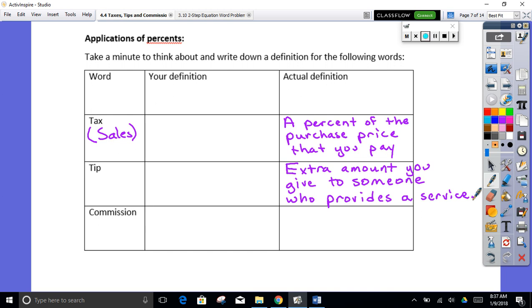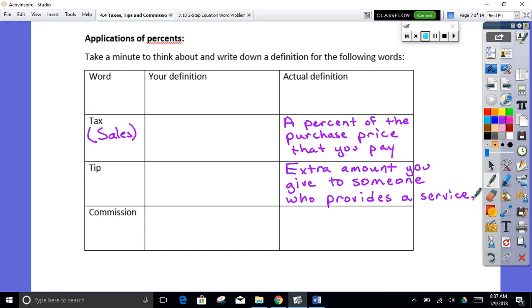Okay, last thing, people generally aren't quite as familiar with this. Last thing is commission. Anybody know what that is? Adria? Money that you earn from selling something. Okay, good. Money that you earn for selling something. Anyone have a different way of phrasing that?